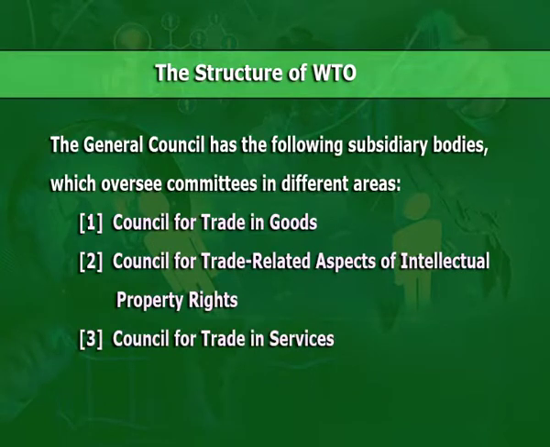Number 3. Council for Trade in Services. The Council for Trade in Services operates under the guidance of the General Council and is responsible for overseeing the functions of the General Agreement on Trade in Services, GATS. It is open to all WTO members and can create subsidiary bodies as required.